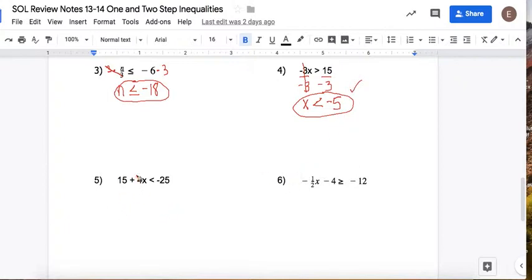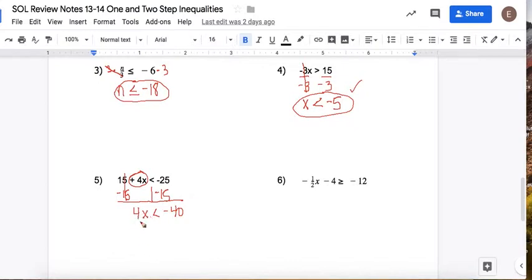Okay, number 5. Circle your variable and draw your t since we have addition here. Now I'm going to cancel out 15. Would I add 15 or subtract 15? Good, I'm going to subtract 15. 15 minus 15 is 0. Bring down your 4x and bring your symbol straight down. -25 minus 15 is -40.